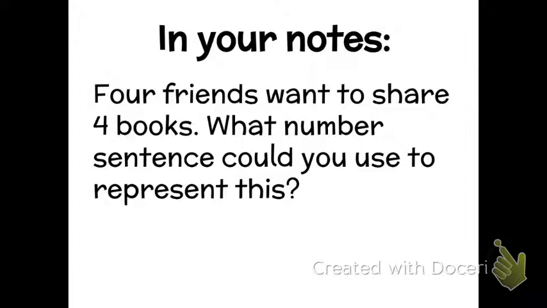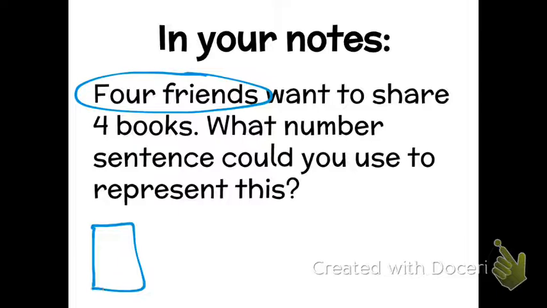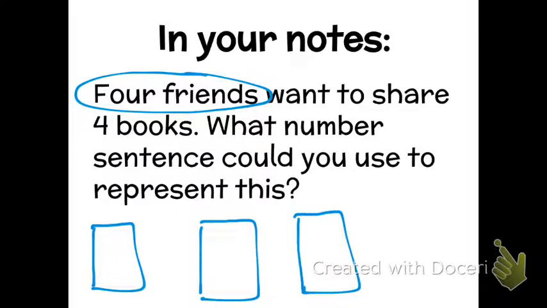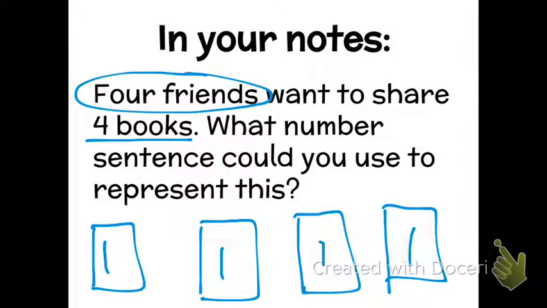If I have 4 friends who are wanting to share the 4 different books, when I think about division, I need to think about the number of groups that I want to separate things into. Well, in this problem, I see that I have 4 friends. So in my mind, that's my groups. So I've got friend 1, friend 2, friend 3, and friend 4. They have 4 books to share. So sharing means they want to give at least one to everyone. So if I give one to each one of the 4 friends, do I have any books left over? At this point, I see that I don't.